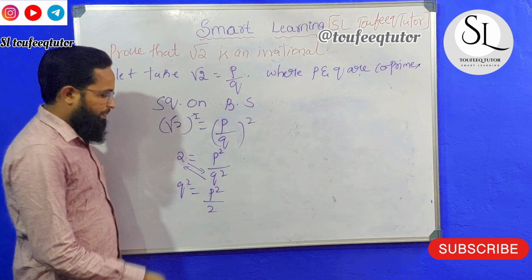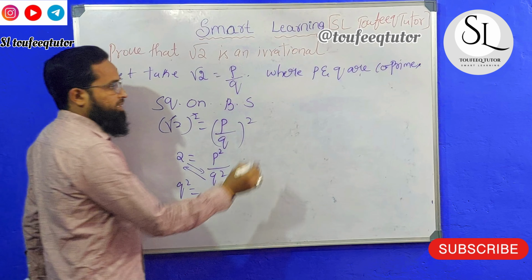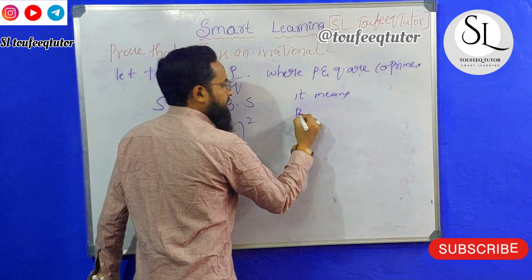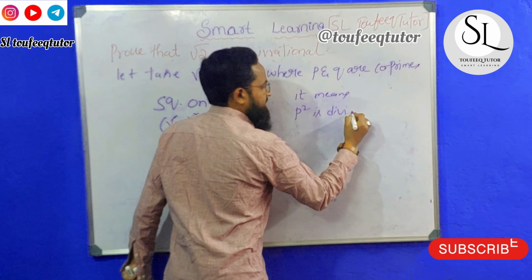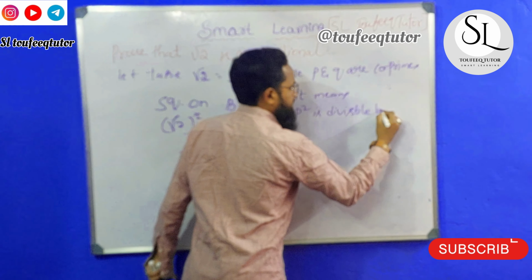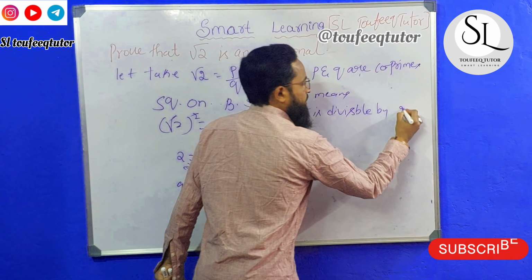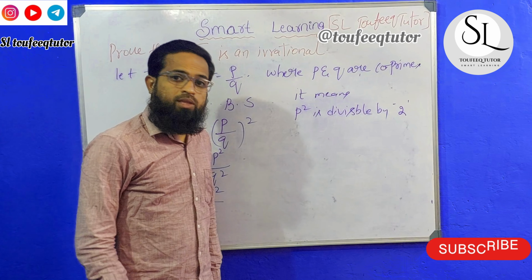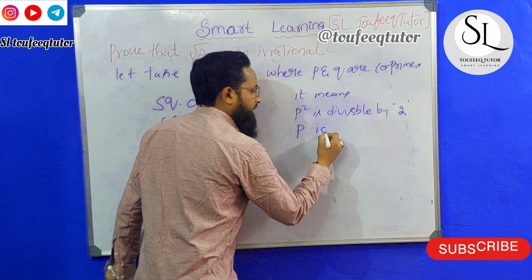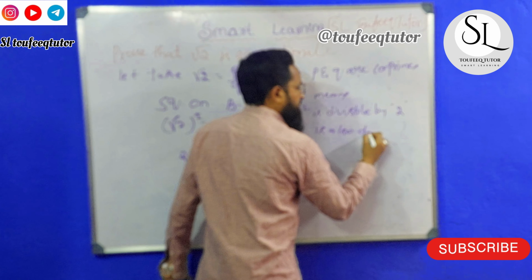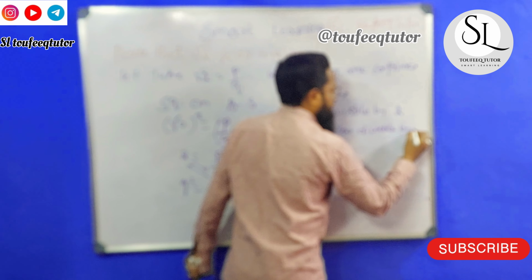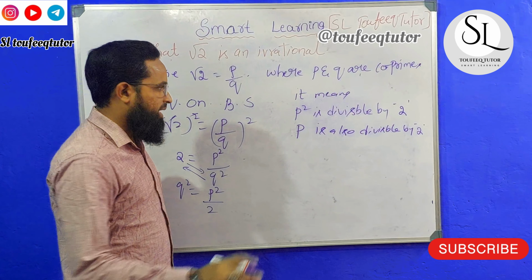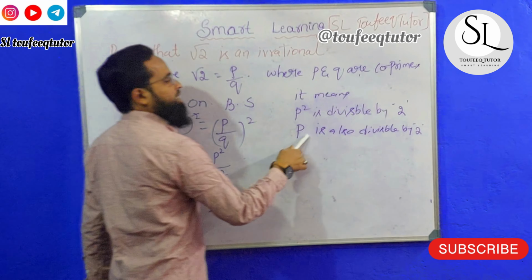What it means? It means P square is divisible by 2. Children, think on, if P square is divisible by 2, then how about P? P also divisible by 2. Very good. It's clear now that P square is divisible by 2.